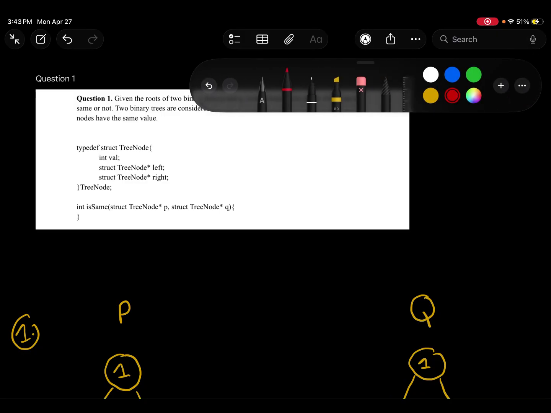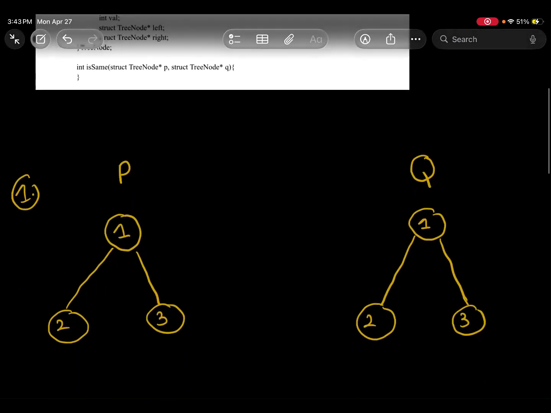Okay, so let's first understand what the question is asking us. We're given two separate tree data structures, called P and Q. What we need to check is whether P is equal to Q. So how can we consider P equal to Q? First of all, the structure of these two trees has to be the same, and the values have to be the same, right?